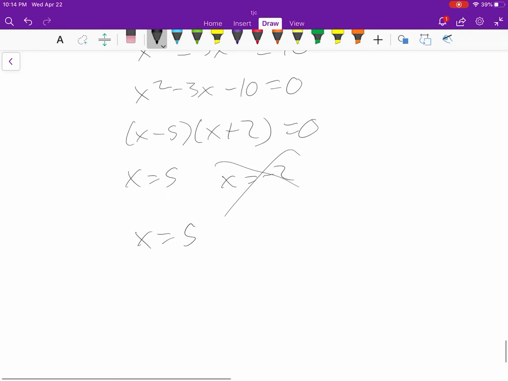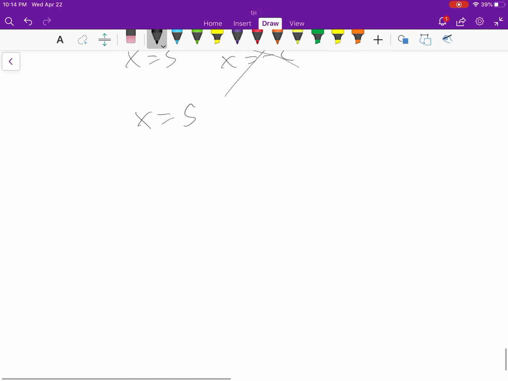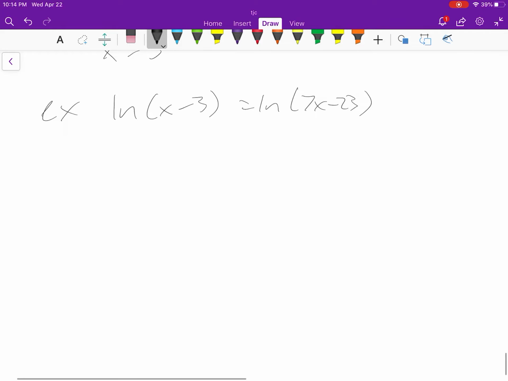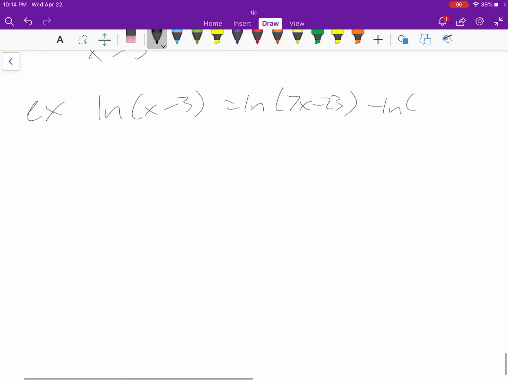Let's do another example. ln of x minus 3 equals ln of 7x minus 23 minus ln of x plus 1. Okay?